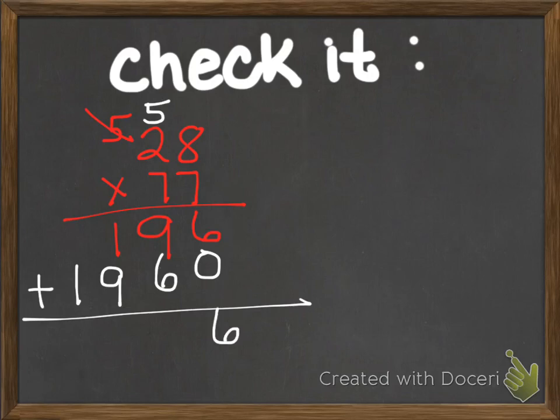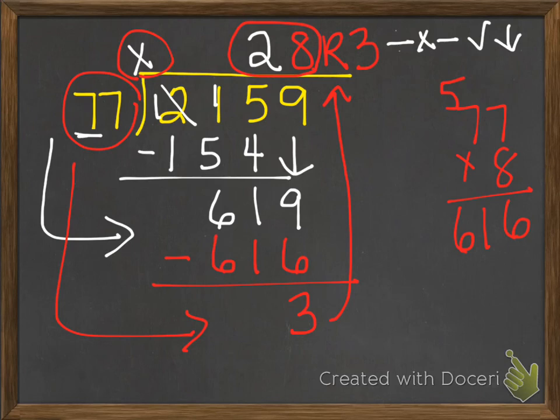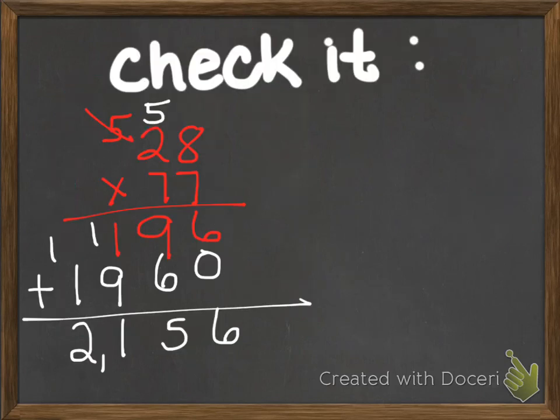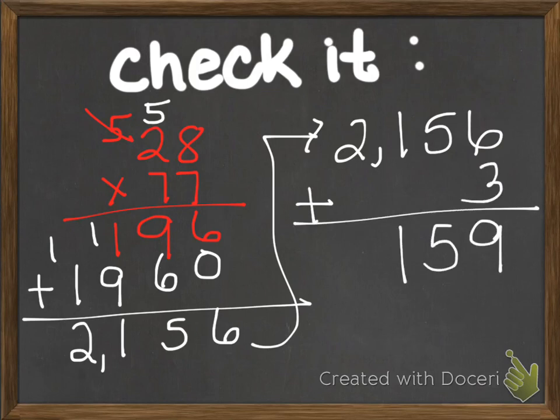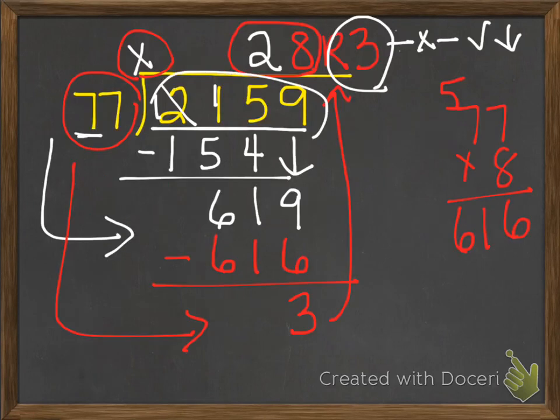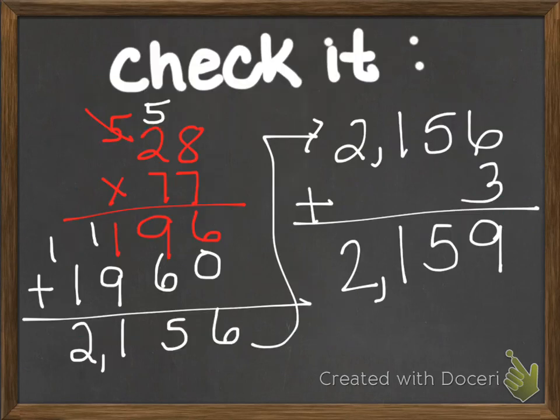And then I add 6. 9 plus 6 is 15. 9 plus 2 is 11. So I've got 2,156. And here I have 2,159. Close. But I've got to add my remainder of 3. So I've got 2,156 plus 3. That's 9, 5, 1, 2. 2,159 matches 2,159. So that was a lot of work and a lot of steps.